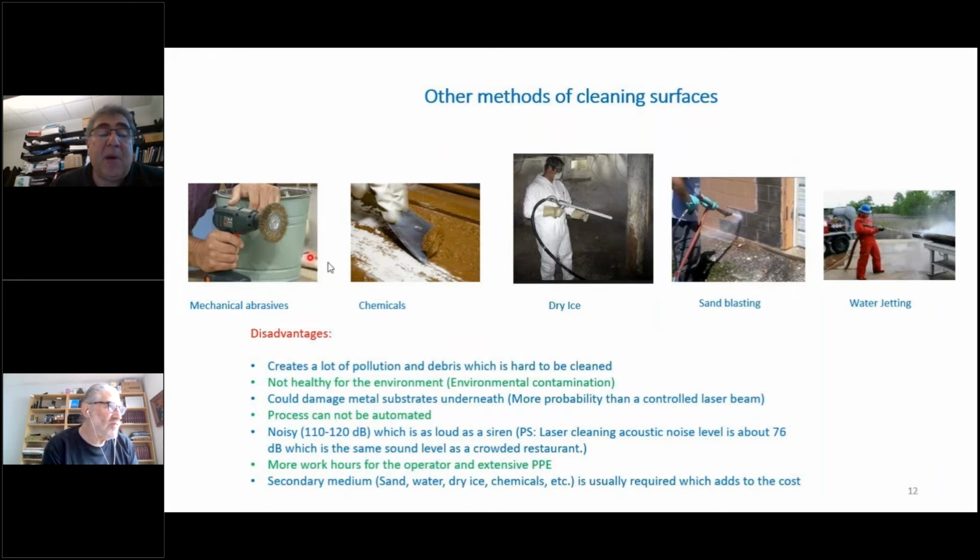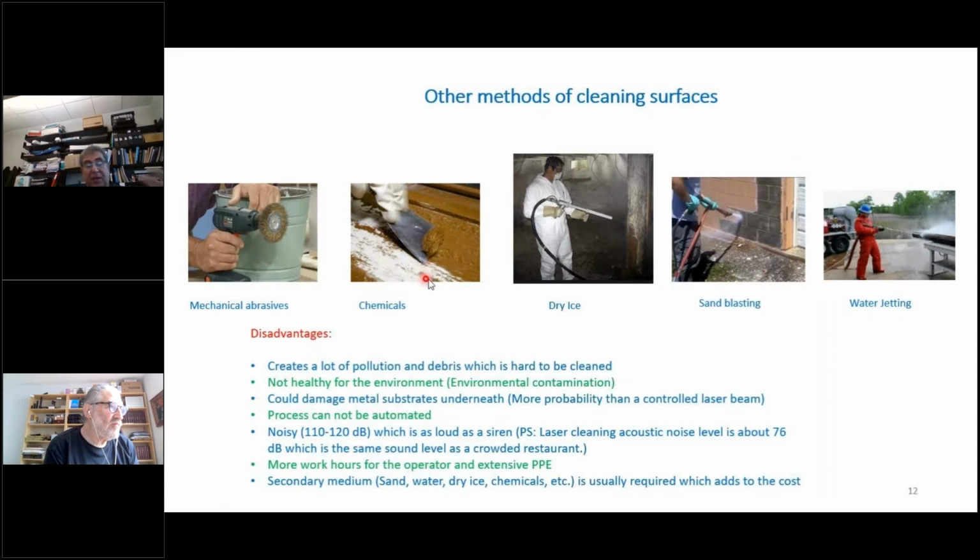You have the chemical method where you apply a chemical compound on the surface and you wait for a few minutes and then you scratch it. So this could go into areas where you don't want.